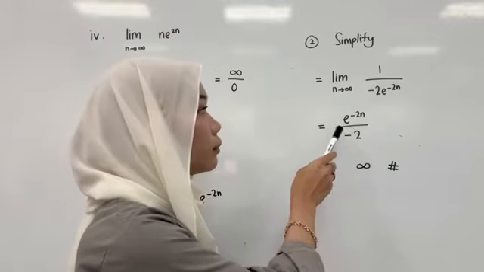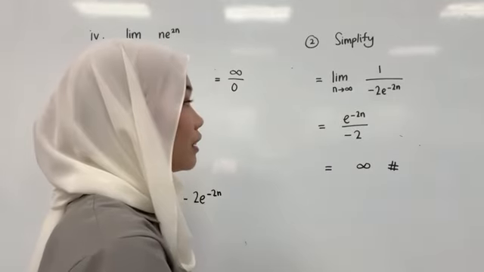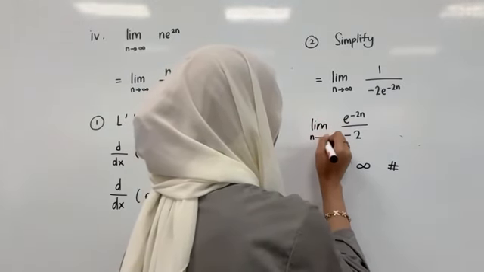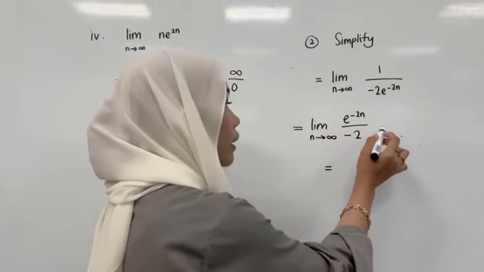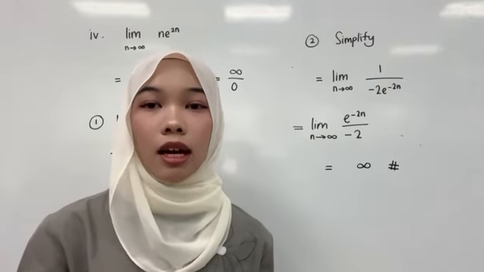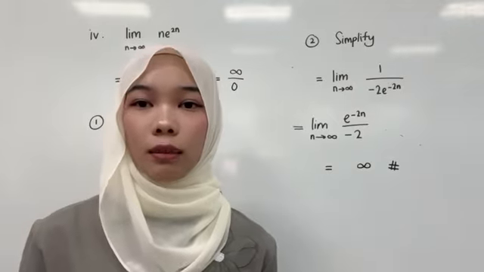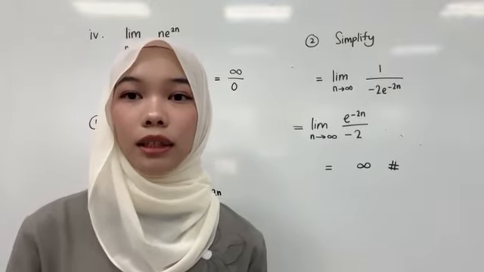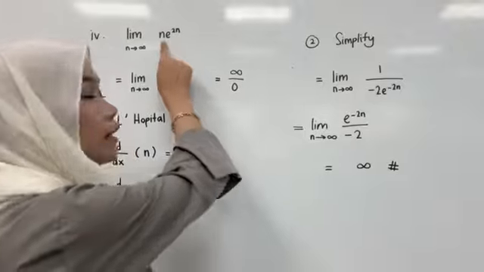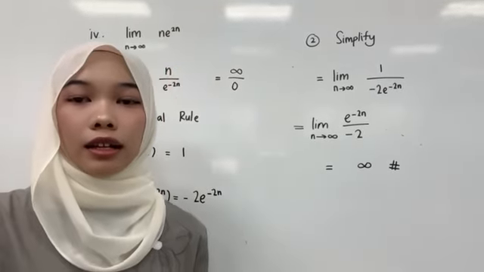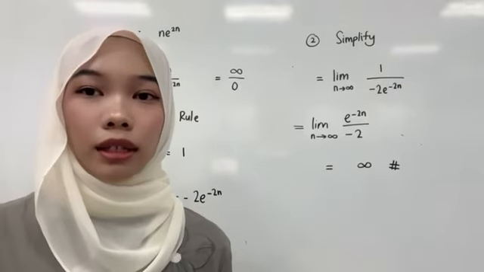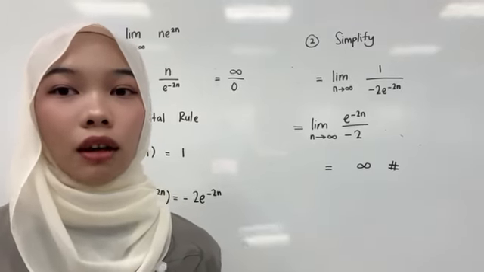Wait, I forgot to put the limit. So we will get this. The final answer will be infinity as n approaches infinity. For this question, actually L'Hopital's rule is not required, because this equation is not in an indeterminate form. Since both n and the exponential of 2n diverge to infinity and the exponential function dominates, the limit diverges to infinity. So that's all for question number 4.